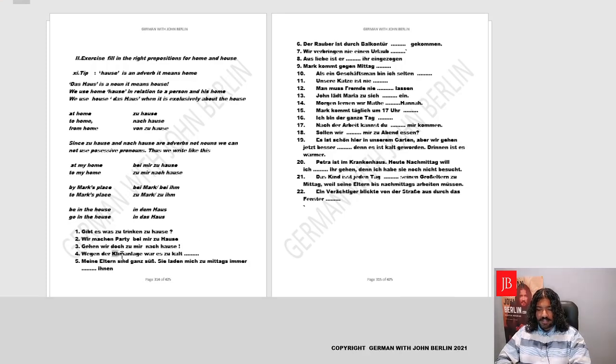Wegen der Klimaanlage war es zu kalt dash. Because of the air conditioner, it was too cold in the house. So we say in the house. Yes. So basically now we're talking about house, not home. So we'll say in the houses, in dem Haus. We'll write here, in dem Haus, or we could write it together like im Haus.